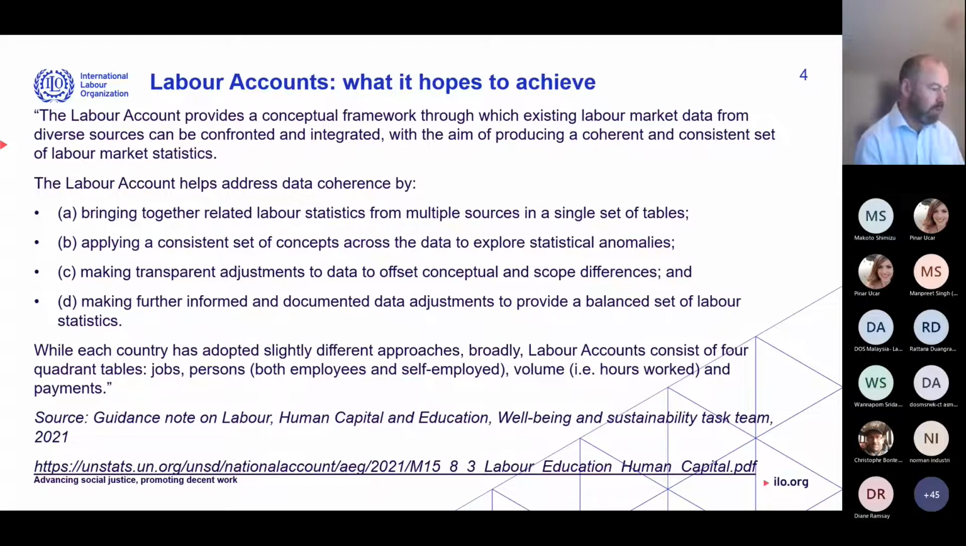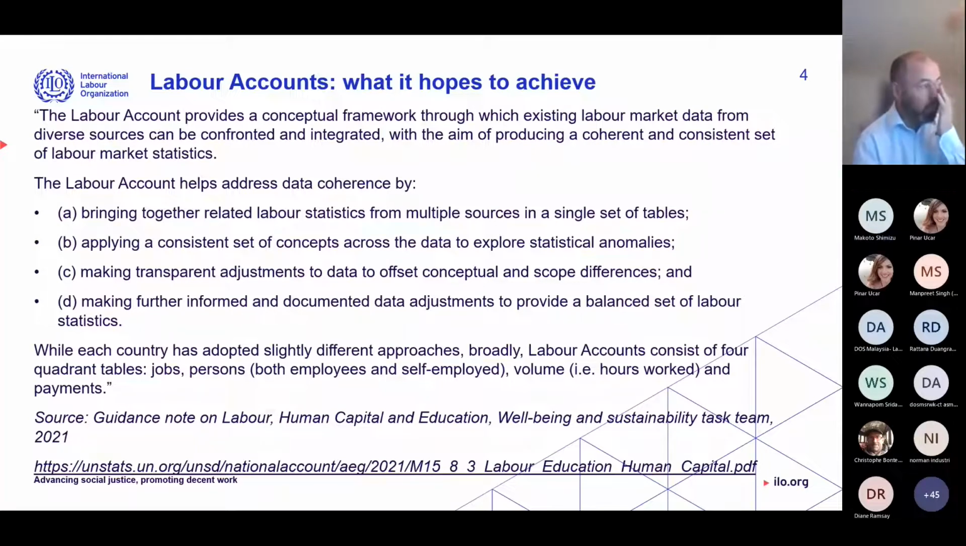The background here is that in the development of the new system of national accounts, which they hope to have agreed in 2025, a number of task teams were established on different topics, and one of them was in the area of well-being. And the task team published a guidance note on labour, human capital and education in 2021 for global consultation. And this guidance note is a precursor to including labour accounts within the SNA framework, or at least that's the intention. It produces guidance on how it could be included. And there's a link at the bottom.